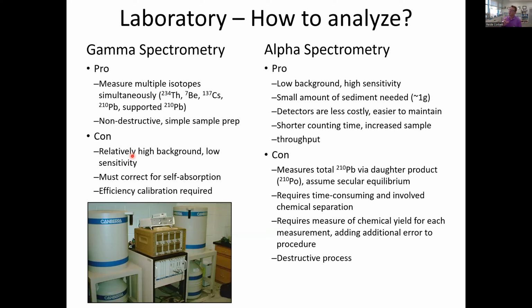However, in order to analyze for alpha spectrometry, you're actually analyzing the granddaughter of lead-210, not lead-210 itself. So it's assuming secular equilibrium, that the activity of polonium-210 is the exact same as lead-210, typically a very good assumption. It requires a fairly time-consuming chemical separation.